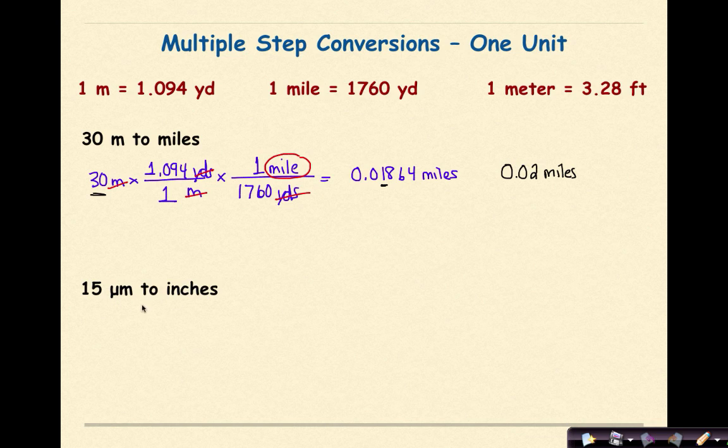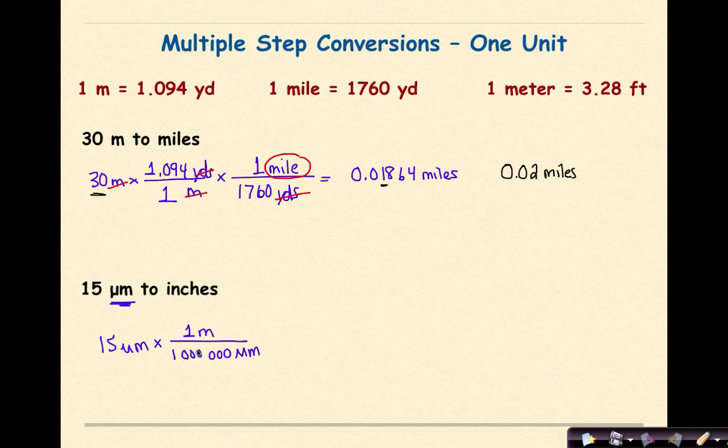Let's try this next one. 15 micrometers. You should remember the prefix micro from your summer assignment. Micrometers to inches. All right, so 15 micrometers. And I don't give you that conversion because I actually expect you to know that. I'm going to convert to my base unit of 1 meter. So I know that there is 1,000,000 micrometers. And I'm going to write the zeros out for giggles. So 1, 2, 3, 4, 5, 6.